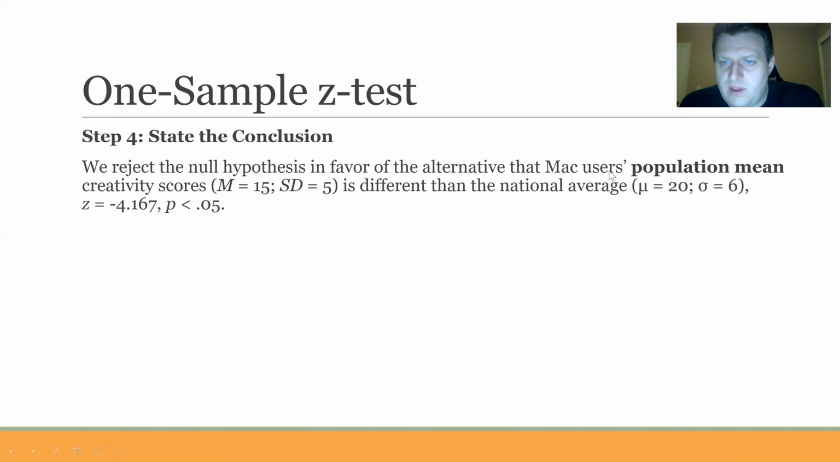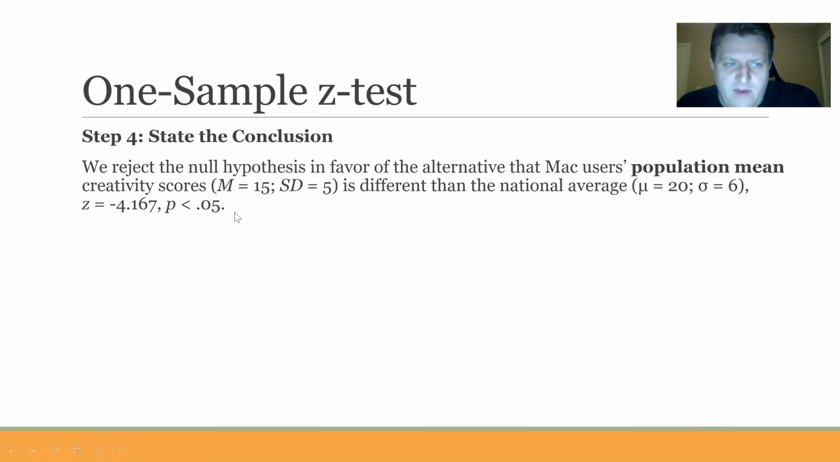I have included the fact that one of the means is from MAC users, the other mean is the national average. I've included the dependent measure, which is creativity scores. I've included the descriptive statistics, so I've got the mean of the sample and the standard deviation of the sample. Even though we didn't use the standard deviation of the sample in the problem, I still made sure that I included it. I've got the descriptives for the population mean and the population standard deviation.